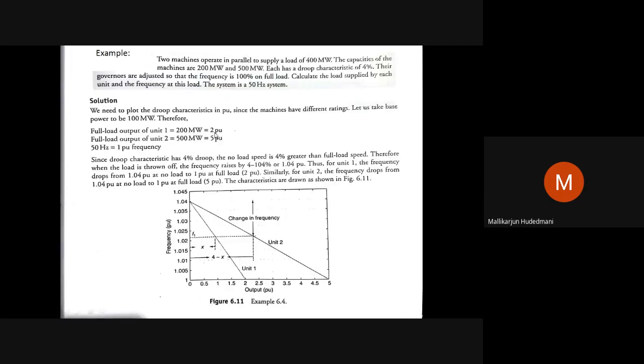Delta f, the common deviation, divided by the share of the first machine equals the droop of the first machine divided by the capacity of the first machine. What is the capacity of the first machine? 2. What is the droop of that? 0.04, 4%. Where is that 4%? Here, 4%. It means delta f by x equals 0.04 divided by 2.